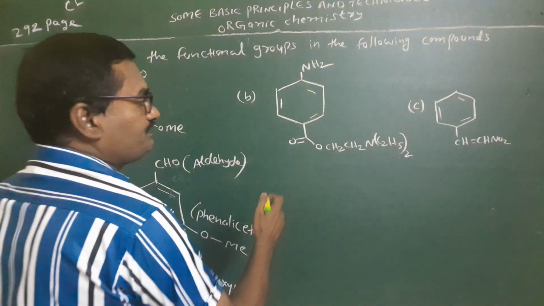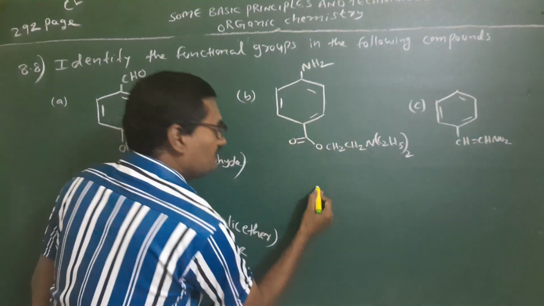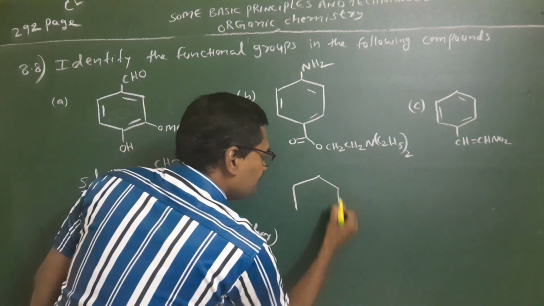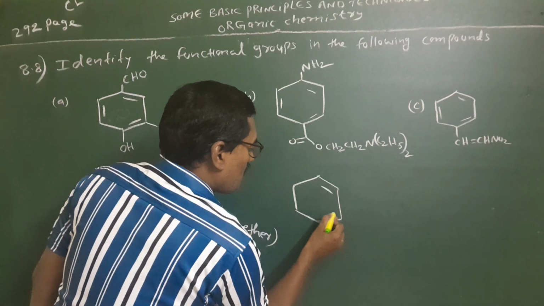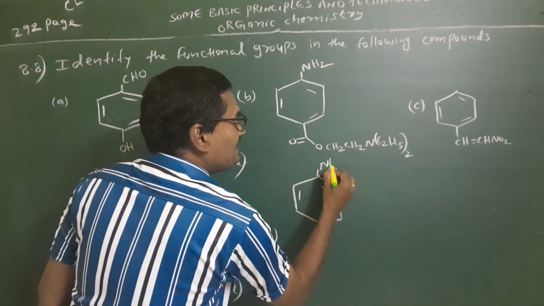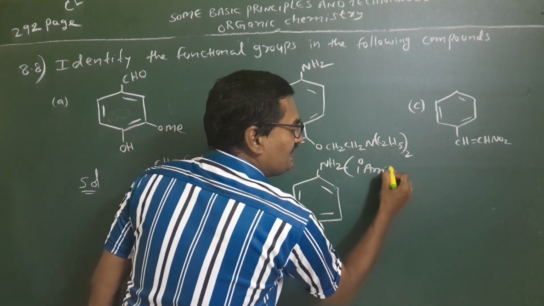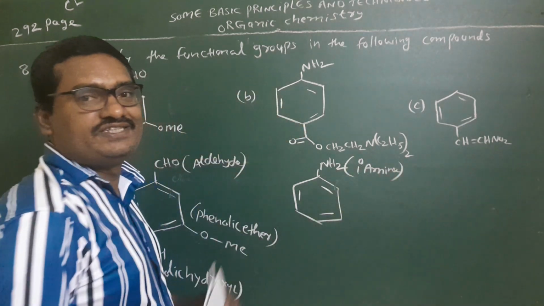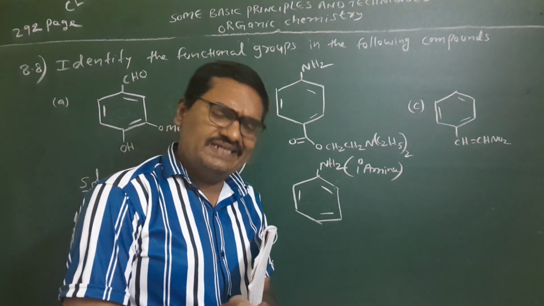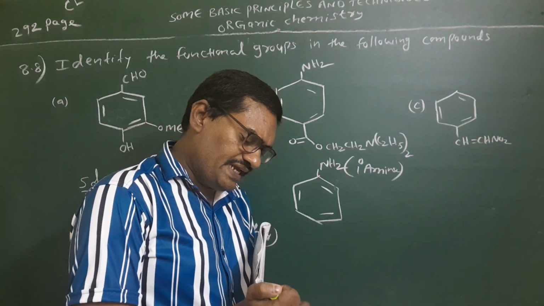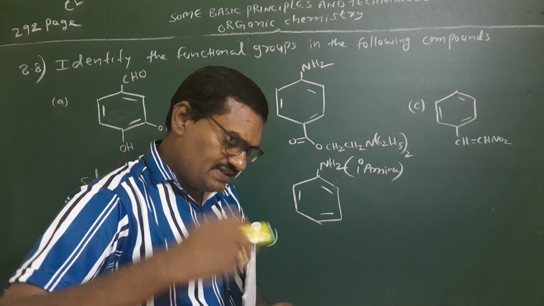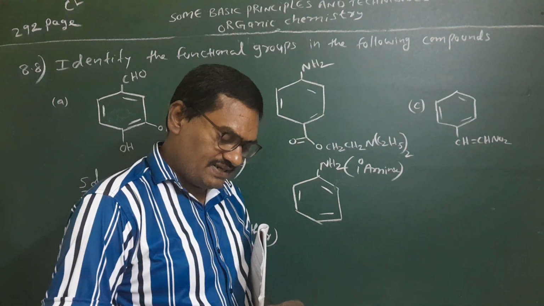Next, second one. Here, see, second one, benzene ring. So it is NH2. NH2 means it is primary amine. NH is secondary amine. N with three bonds to C is tertiary amine.